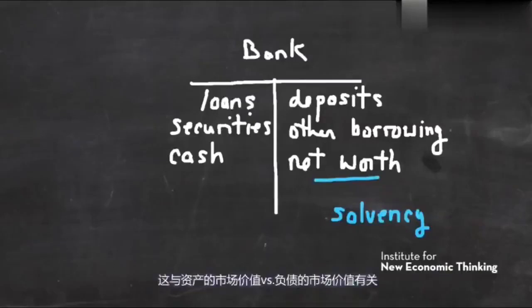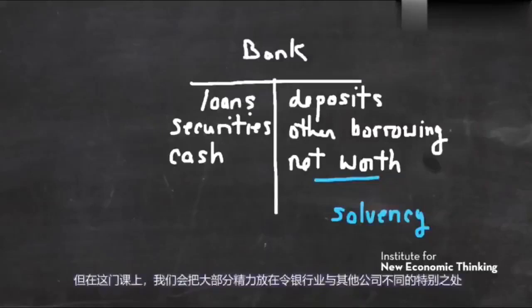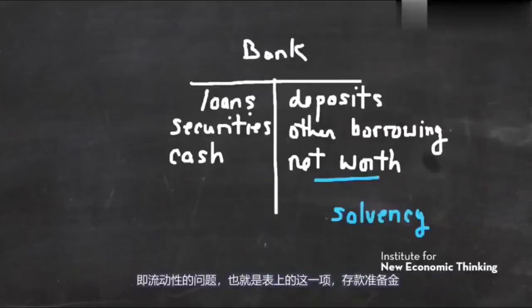So this is about the market value of assets versus the market value of liabilities. A lot of the discussion about banking systems is about that. But in this course, we're going to focus most attention, actually, on what is very specific about banking that makes them different from other corporations, which is the issue of liquidity.